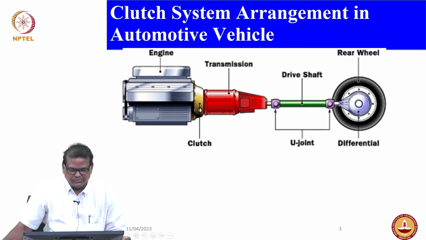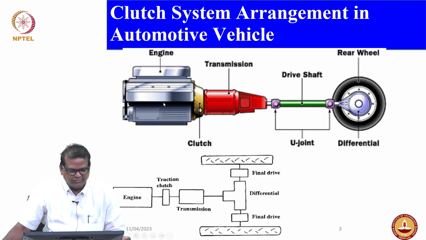Yeah. So as I said, look at this. This is a diagram. You have the engine, from engine to clutch, clutch to transmission, then on to the wheel. So this is the way the power transmission occurs. You can see the same in the top view: engine, traction clutch, transmission, differential, final drive to the wheel.